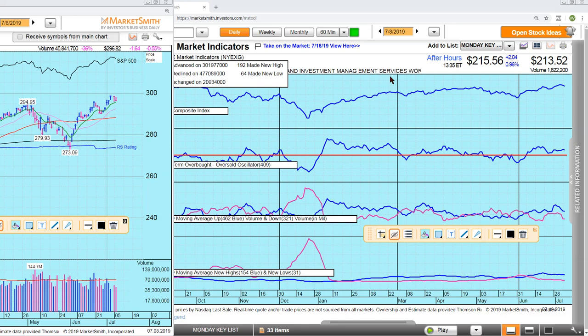And over here are the daily market indicators on the New York Stock Exchange. And this is the important part right here. I'm not concerned with oscillators and stuff like that, but right here, the internals of the market. The 10-day moving average of up volume and down volume. Up volume is the blue line, down volume is the red line.